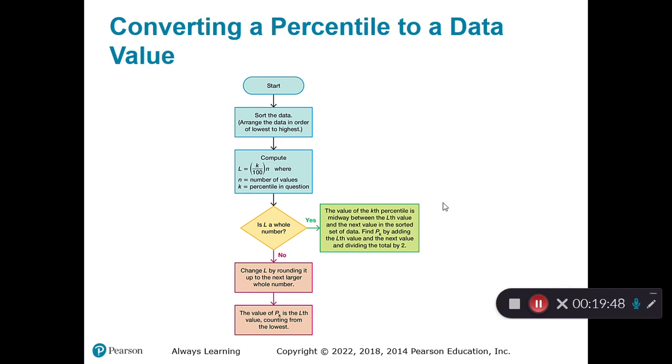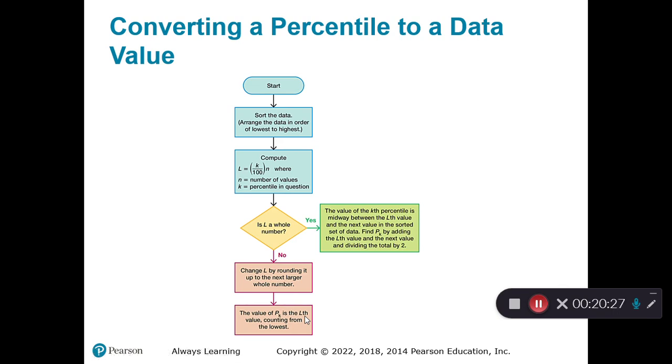However, if L is not a whole number, so you get, for example, L is 12.54, then what you're going to do is round L up to the next whole number, always up, regardless of what the decimal values are. For example, if we got 12.4 for L, we would still round that up to 13, and we would not follow the traditional rounding rules, always to the next whole number. And then the percentile value would be in that position.